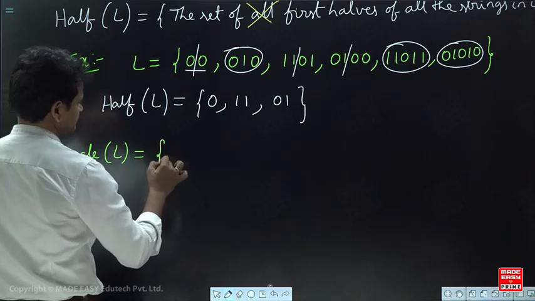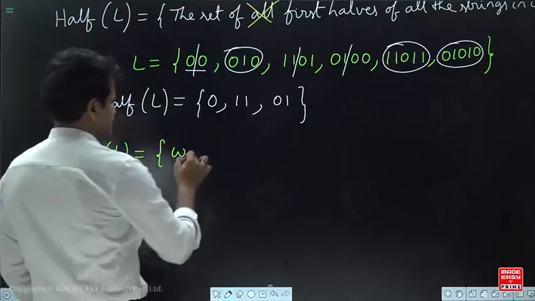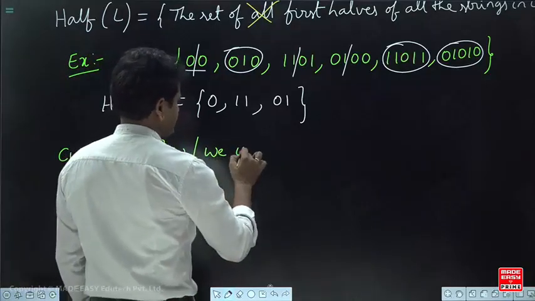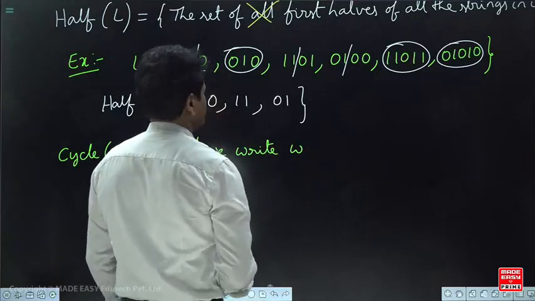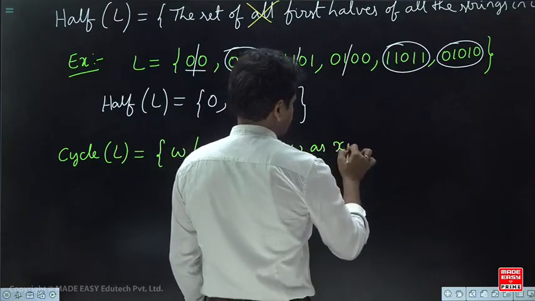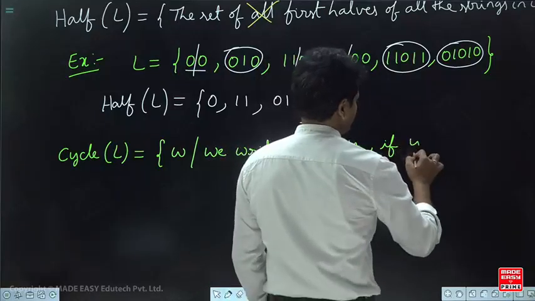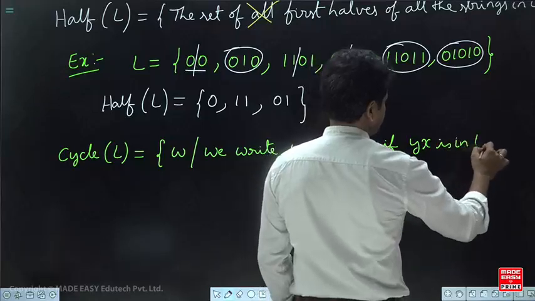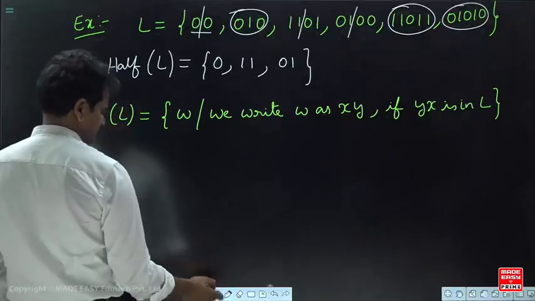Cycle of L is the set of strings such that we write w as xy if yx is in L. That means, very simple, guys, very simple.